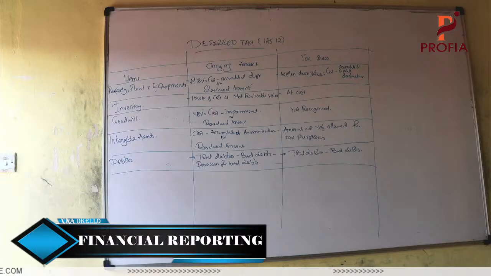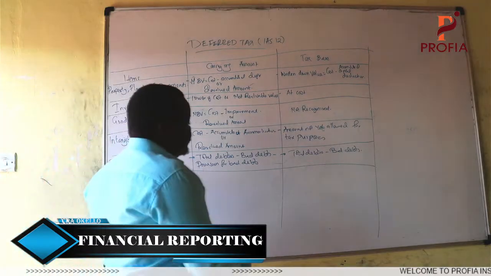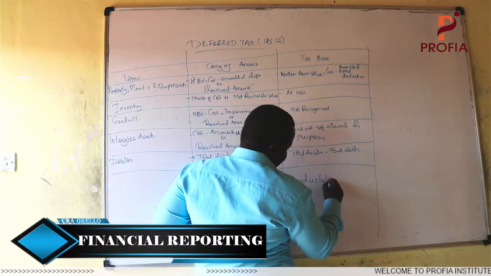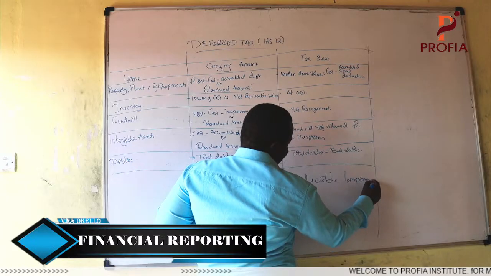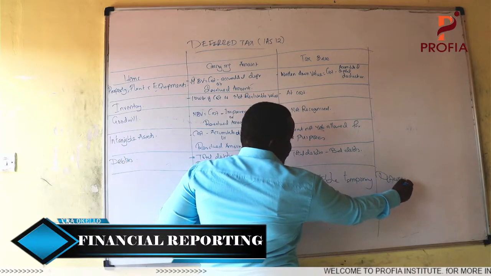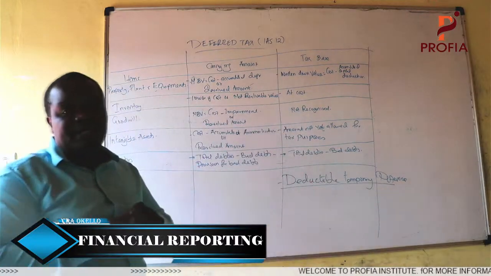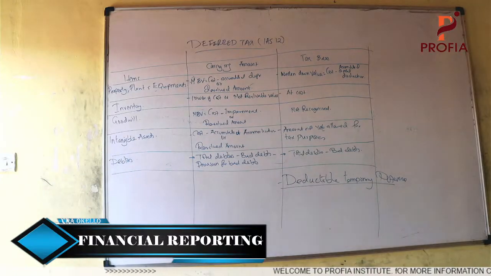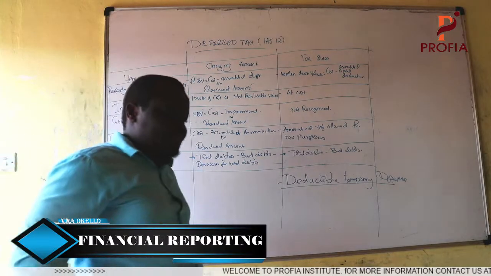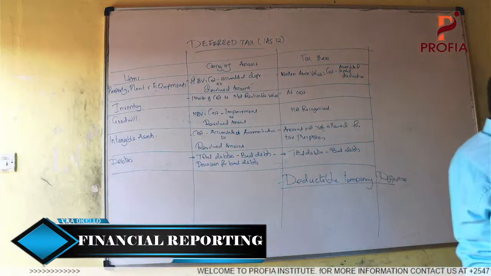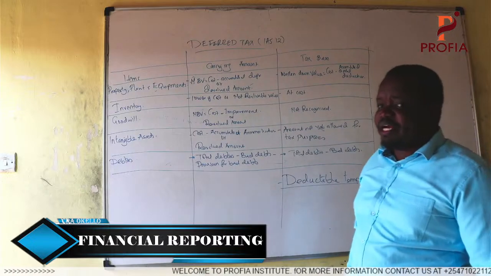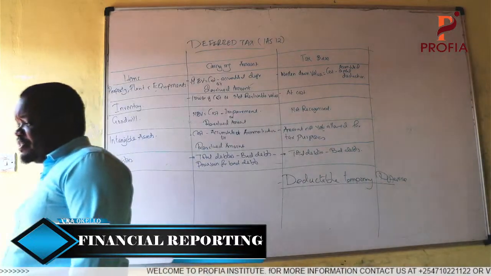Move to the next one, a subtopic which is deductible temporary difference, number 3. Deductible temporary difference is when the carrying amount is less than the tax base.